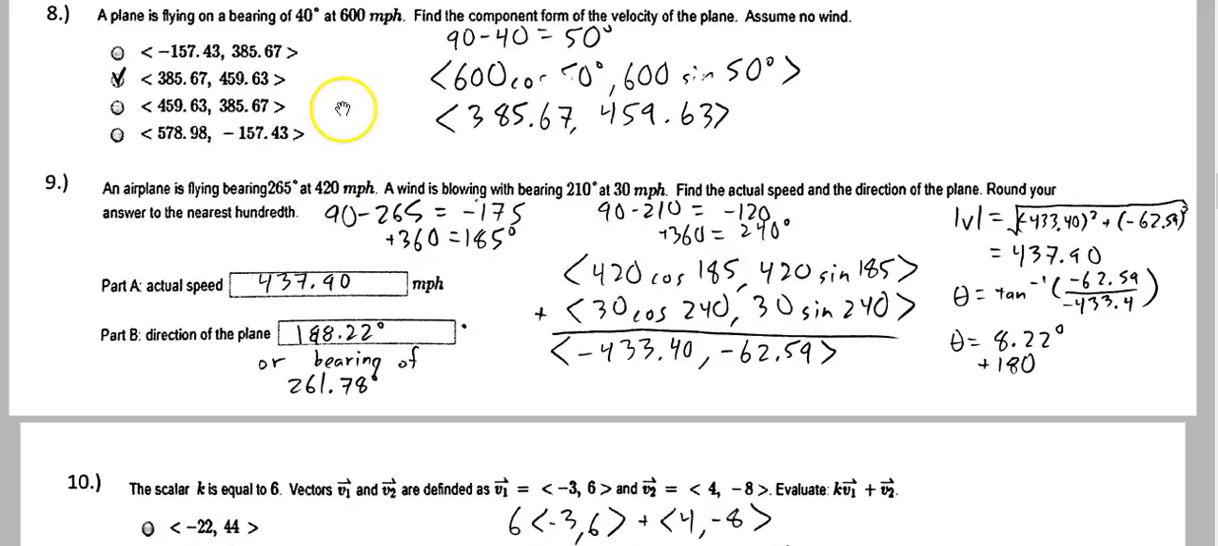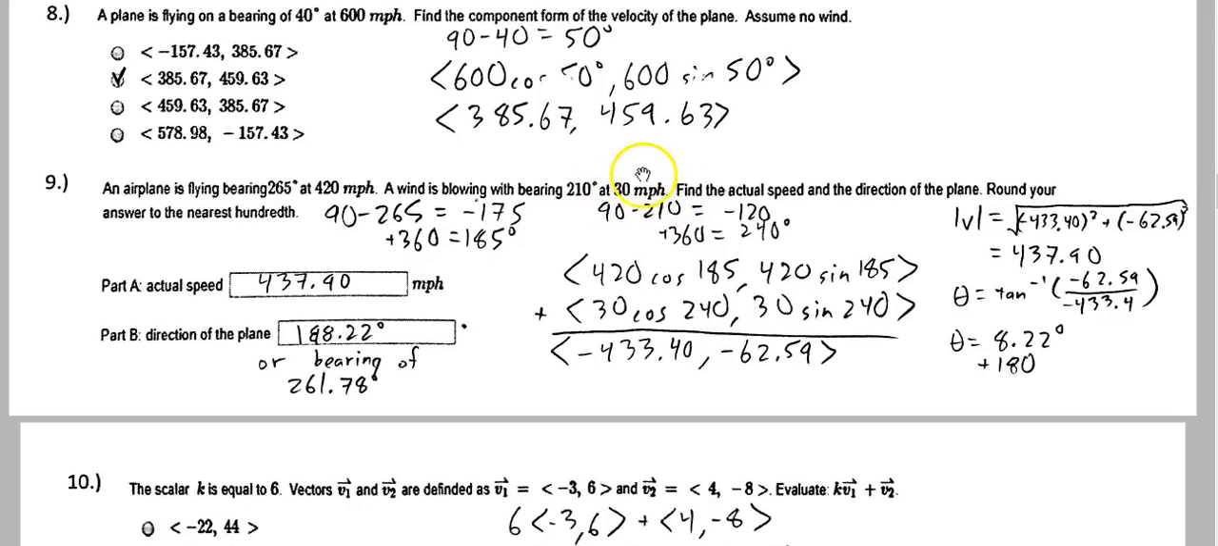Now in this one, we have two different forces. On the last one, we just had the velocity of the plane, but this time I'm going to have a vector for the plane and a vector for the wind. So the magnitude of the plane, 420, times cosine of the angle and sine of the angle. And then for the wind, it has its own vector.